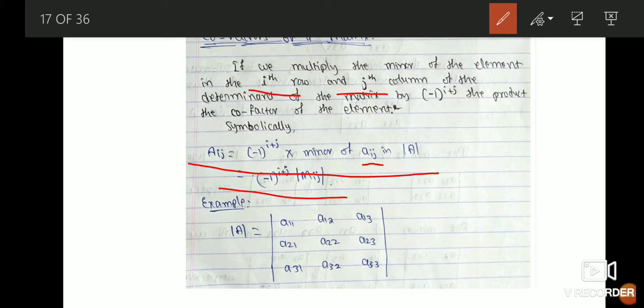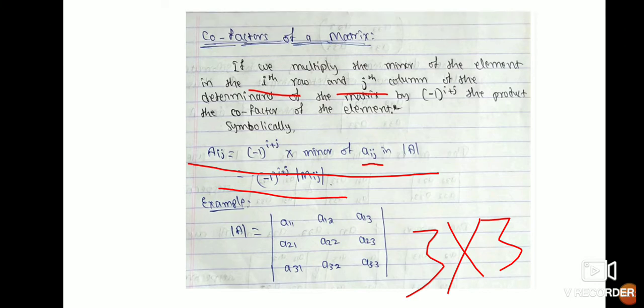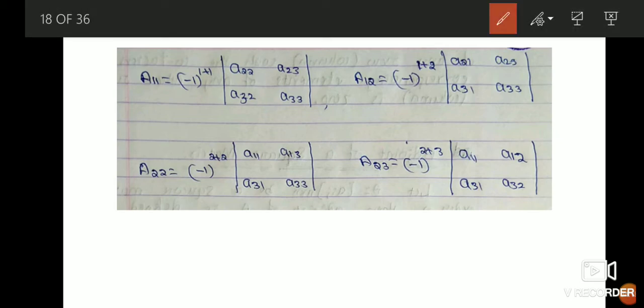For example, consider the matrix of order 3 by 3, and these are the elements A11, A12 and so on. Then the cofactor of A11, that is capital A11, is (-1) to the power i plus j, where i is 1, j is 1, so 1 plus 1. Then the minor of A11 is the matrix that we obtain by deleting the first row and the first column. Then we will get A22, A23, A32, A33.